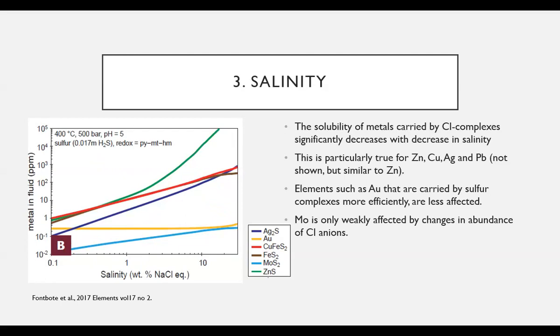And this becomes even more apparent in salinity. So these base metals commonly bind with a chlorine complex. So if you decrease the salinity or component of sodium chloride, you actually lead to a deposition. Whereas gold is mainly associated with a bisulfide ligand, and so its behavior is less impacted by those changes.